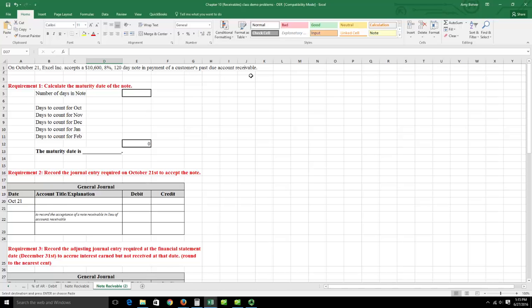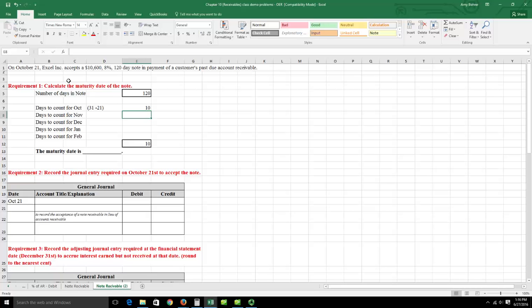So again, the first thing you have to do is figure out when the customer is going to pay us. It's a 120-day note this time. Remember, last time we had a 90-day note. October was the date of the note, so you have to take the 31 days in October, subtract out the note date, and that's how many days you count for October. So 31 minus 21, because October 21st was the date the note was signed. That gives me 10 days to account for October.